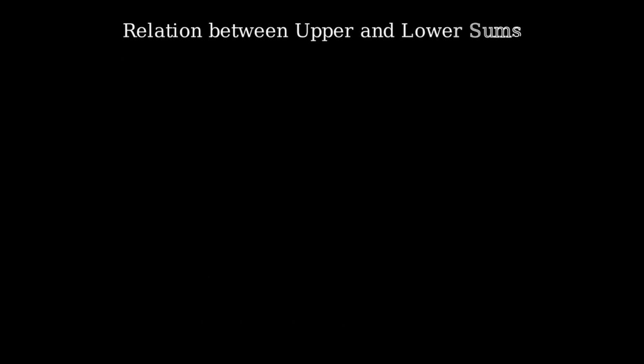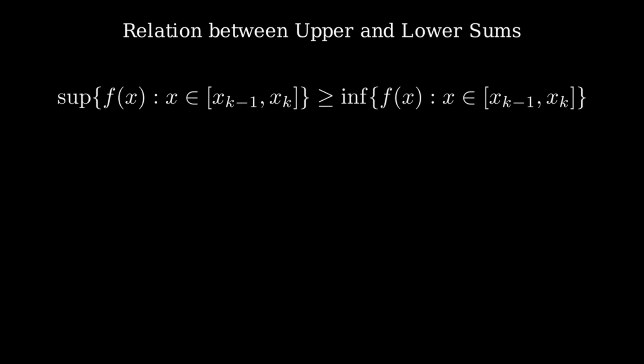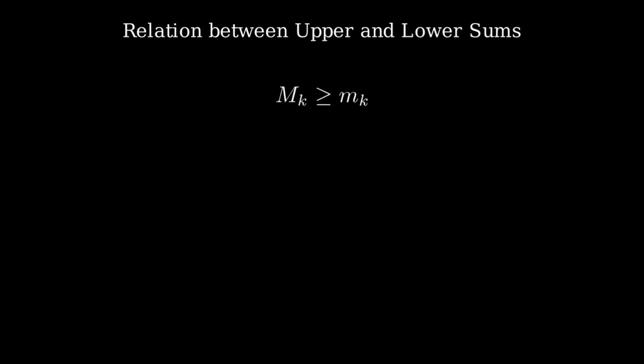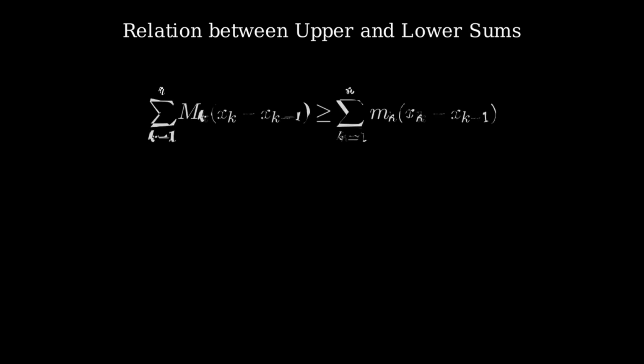Now that we have defined upper sums and lower sums, it is useful to find the relation between them. This is not at all difficult. Take a partition P of an interval. We know that the supremum of a set has to be greater than or equal to the infimum of the same set. This is the same as saying that uppercase Mk is greater than or equal to lowercase mk, which clearly implies the following inequality regarding the sums.